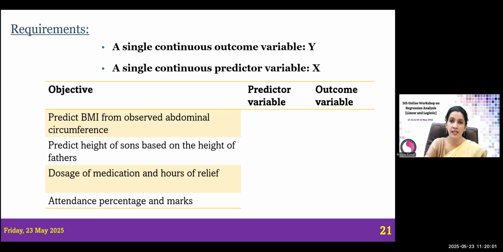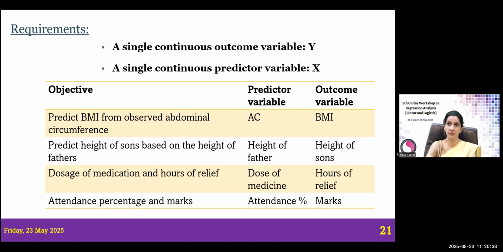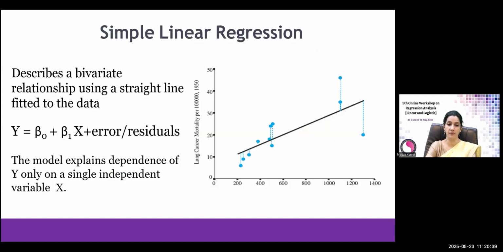Yes. So in case of this objective, you have to perform this linear regression depending on the objective. So what is the dependent variable, that you as a researcher are the best to judge. Any variable can be dependent or independent depending on your objective. So again the same which you people have written: abdominal circumference is the predictor variable and outcome is BMI. Height of father is the predictor variable and the outcome variable is the height of son. Dose of medication is the predictor variable, hours of relief is the dependent variable, and the attendance percentage is the predictor variable, and marks obtained is the outcome variable.